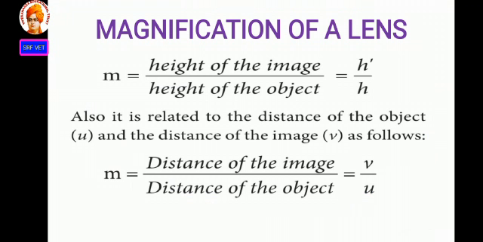Magnification of a lens. Magnification of a lens is defined as the ratio of the height of the image to the height of the object. It is denoted by m is equal to h dash divided by h. Also it is related to the distance of the object and distance of the image. m is equal to distance of the image divided by distance of the object, is equal to v by u. If the magnification is greater than 1, we get an enlarged image, that means a big size image. Less than 1 means we get a diminished image, a very small image.